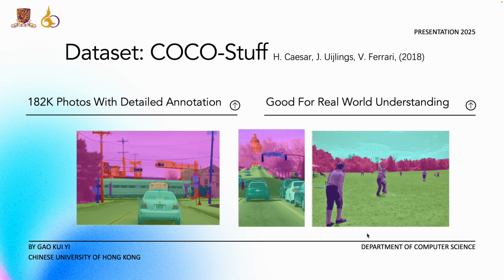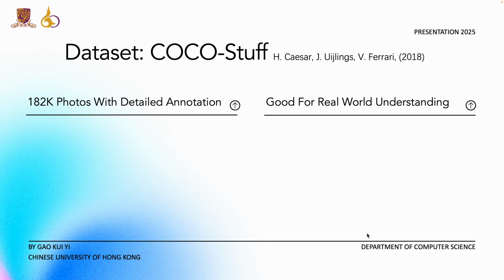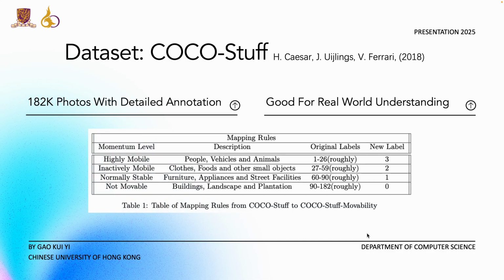So for the dataset we choose a real life dataset, Coco stuff, and it includes 180,000 photos with annotations on the object type. And it is good for real world understanding because it is mostly outdoors and indoors photos taken from various angles. And we redefine the tags into 4 levels of momentum, which from highly mobile to not movable at all. And then these will be shown in the training process as well.